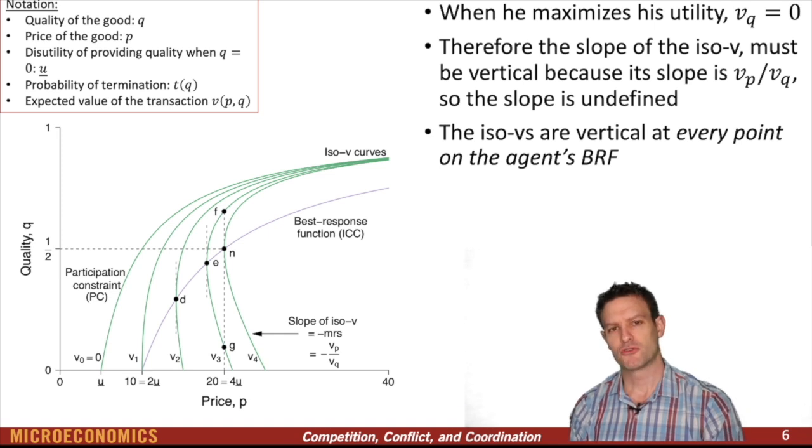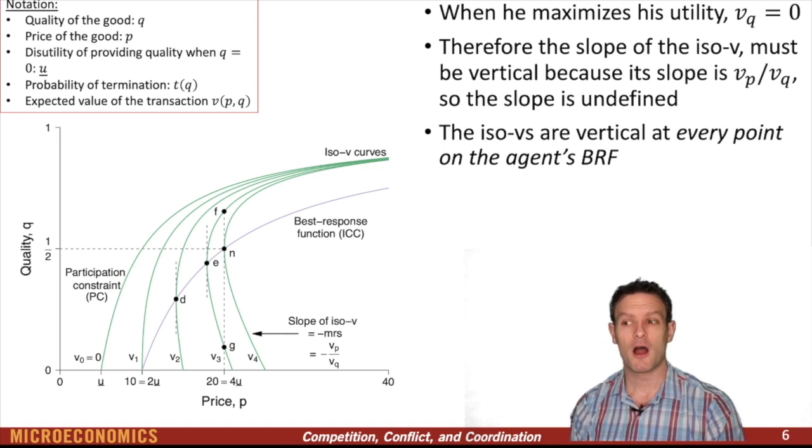Okay, so what do we know? We know that Armand is going to maximize his utility where V_Q equals 0. Right? He's taking his value function, differentiating with respect to Q, and setting that equal to 0. Now, what that means is that the slope of the isovalue curve must be vertical, because the slope of that curve is equal to V_P over V_Q.